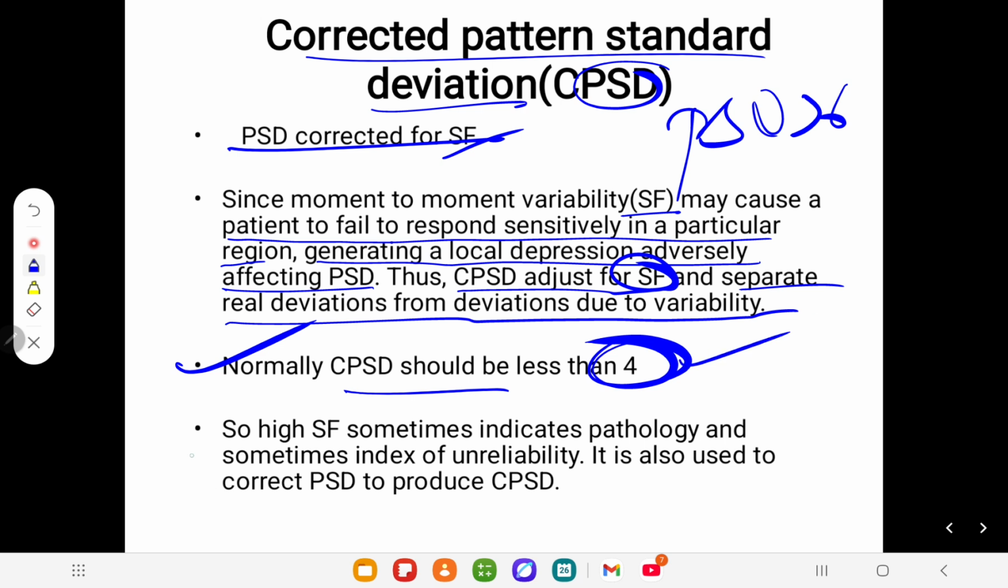Okay, so a higher short-term fluctuation sometimes indicates pathology and sometimes indicates unreliability. It's very important. That's why I am not giving so much time to corrected pattern standard deviation. Okay, sometimes unreliability. Just understand this thing. It is also used to correct the pattern standard deviation produced. So basically, it's not that important, but just remember, sometimes if corrected pattern standard deviation is high, short-term fluctuation is high. It's not just about the pathology; it's about unreliability too. Okay.